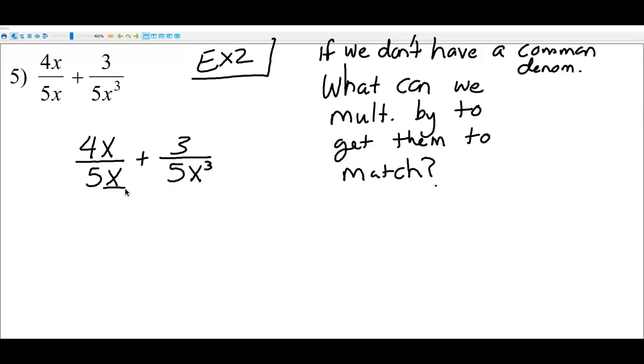So what can I do to get this guy to become an x cubed? Multiply it by, not 2x. If I did 2x, that would be 10x squared. That's not going to make them match. So there you go. We want to multiply it by x squared. But whatever you do to the bottom, you have to do to the top. So the top here is going to become 4x cubed. The bottom is going to become 5x cubed. Now we have a common denominator, right?